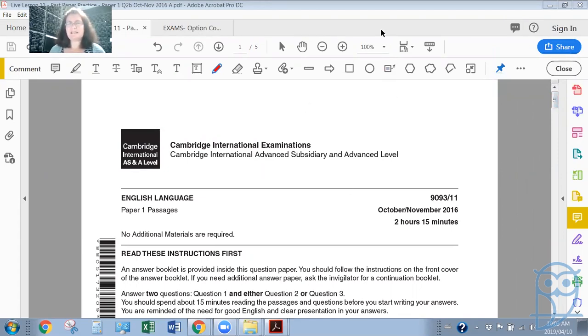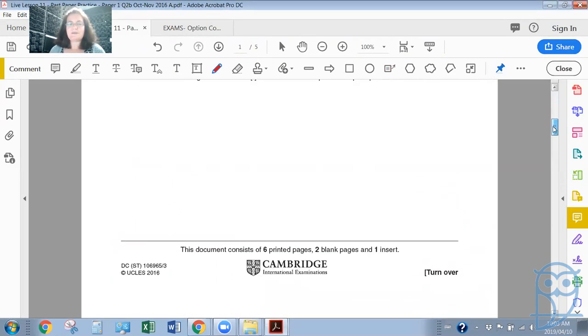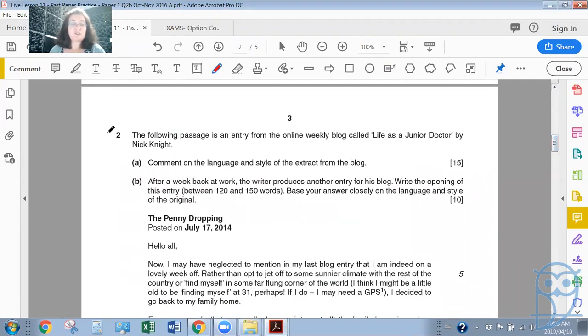We've looked at this already a little bit, but sometimes it's nicer to get an idea of what examiners want from you when you have to do that directed writing task on the Paper 1 passages. So I've chosen an example here, October-November 2016 exam, and then I've chosen question 2. We did look at question 1 last week already. Question 2, and I want to focus on B. Although you might have an idea of what directed writing is, it's nice sometimes to see how the examiner will judge your directed writing.